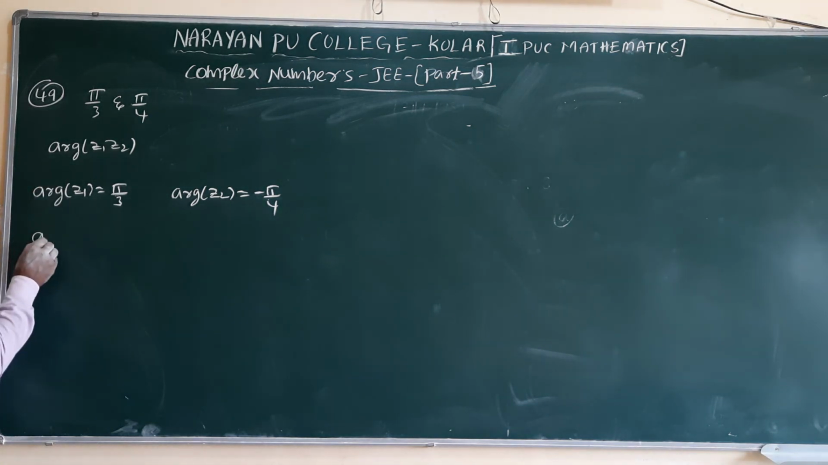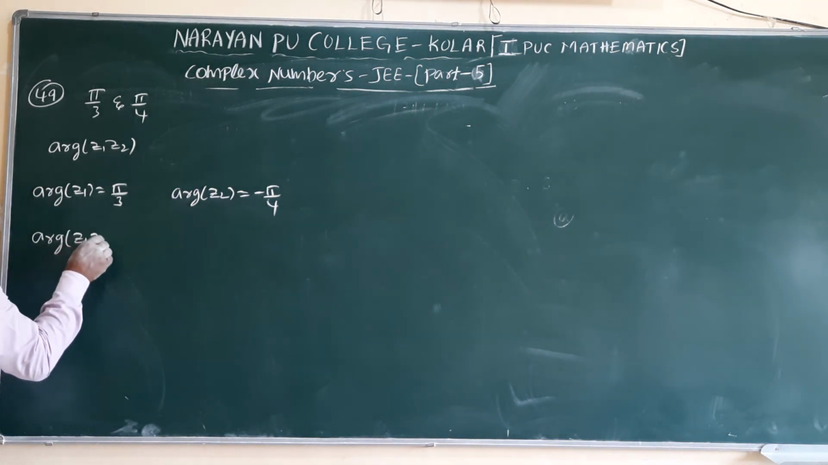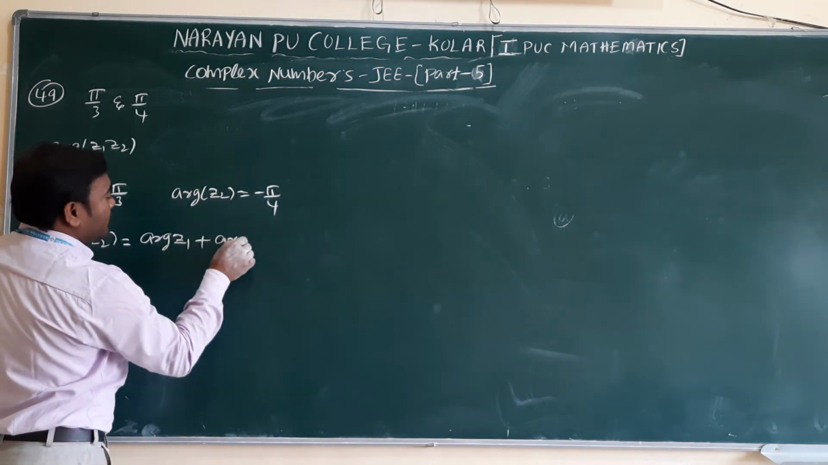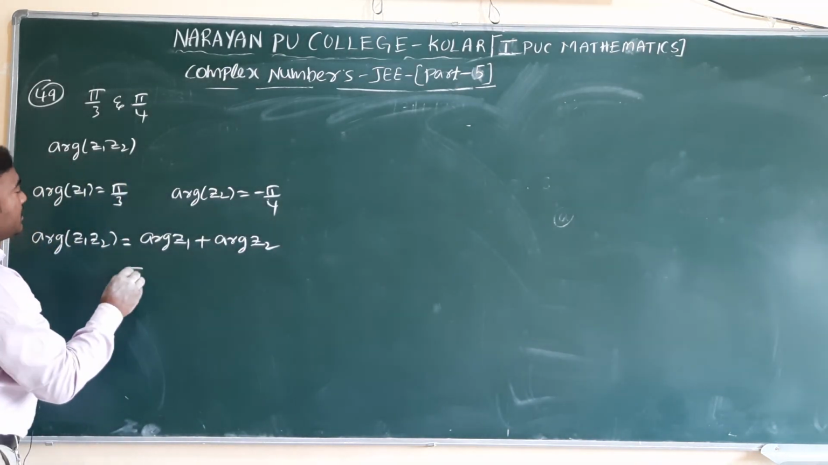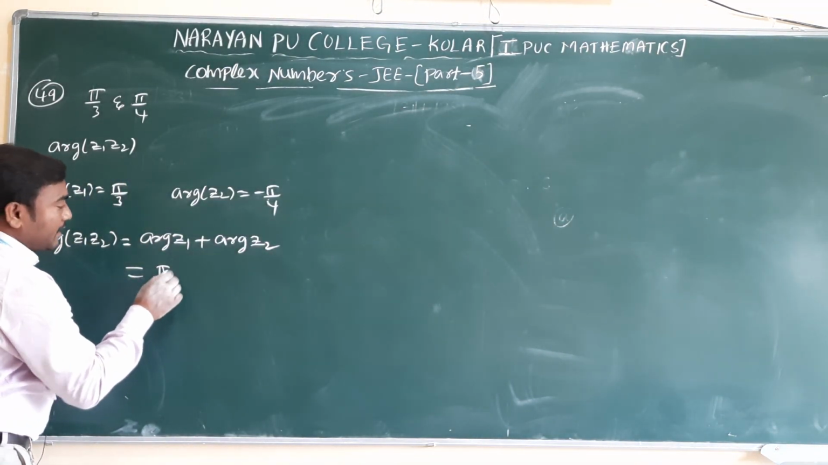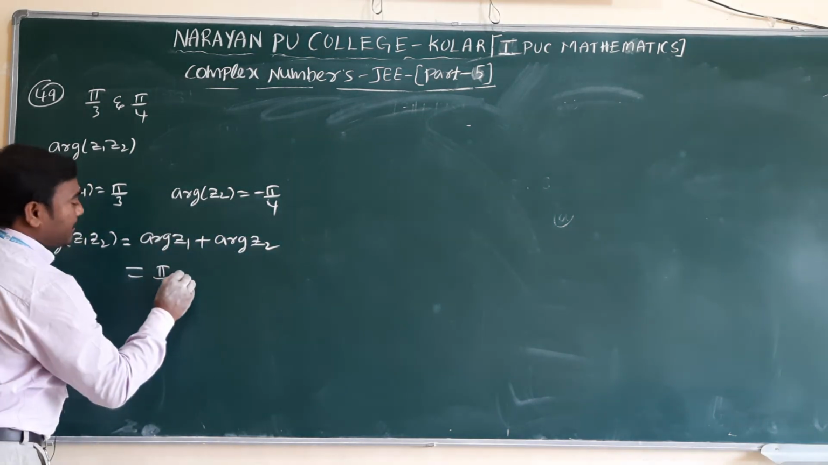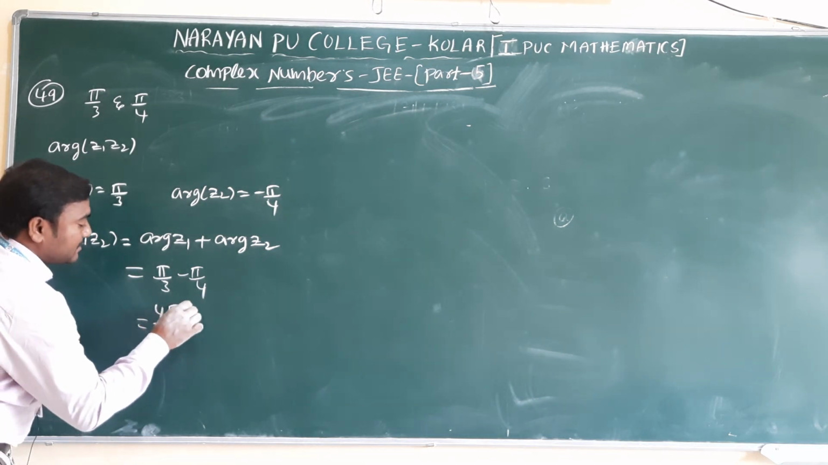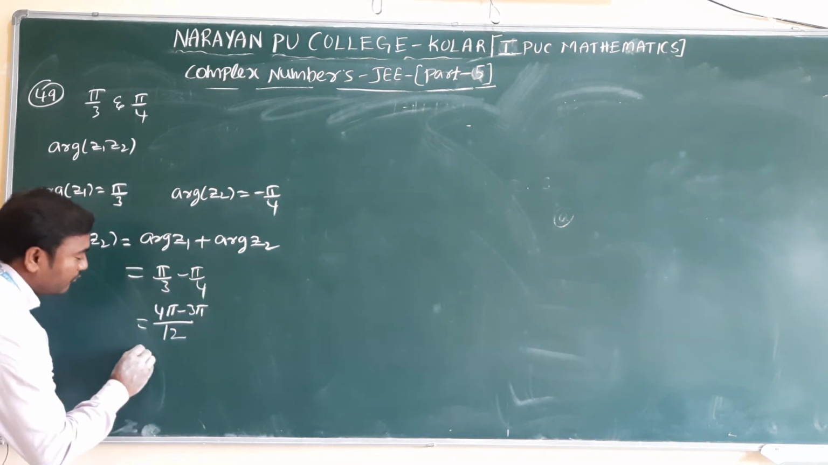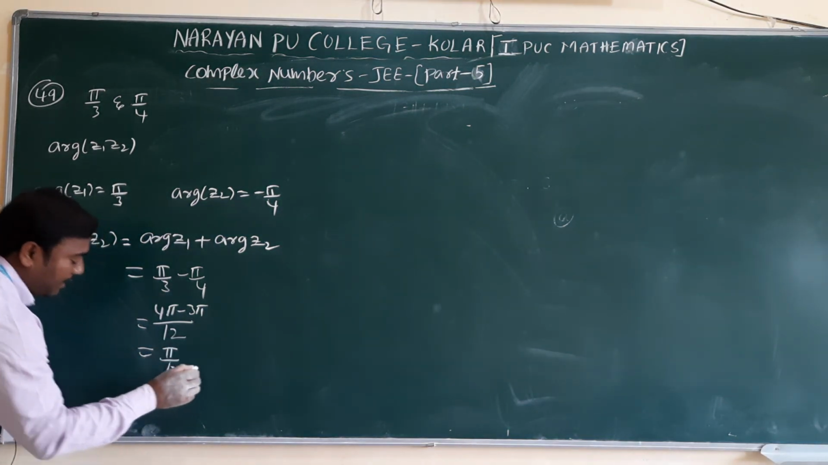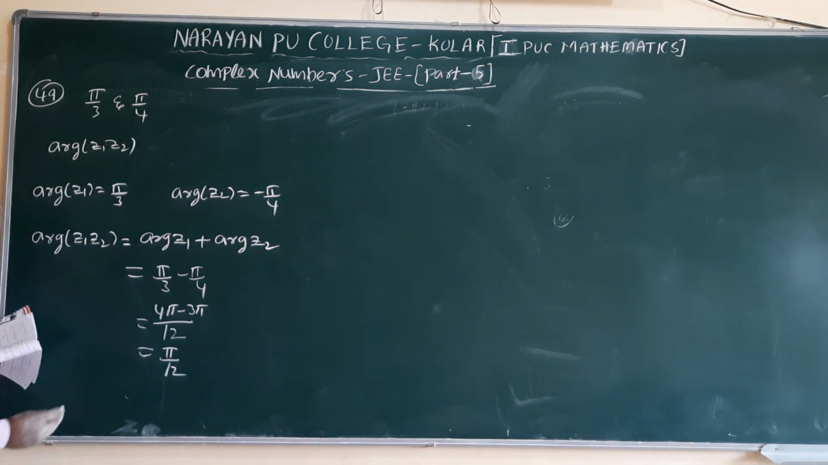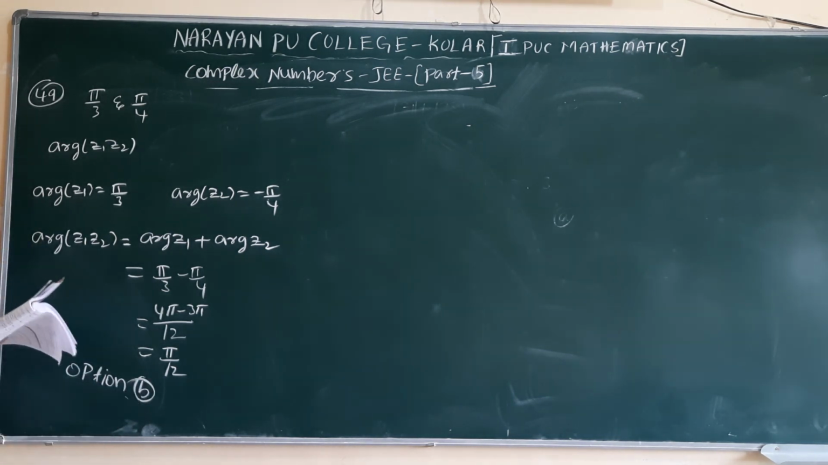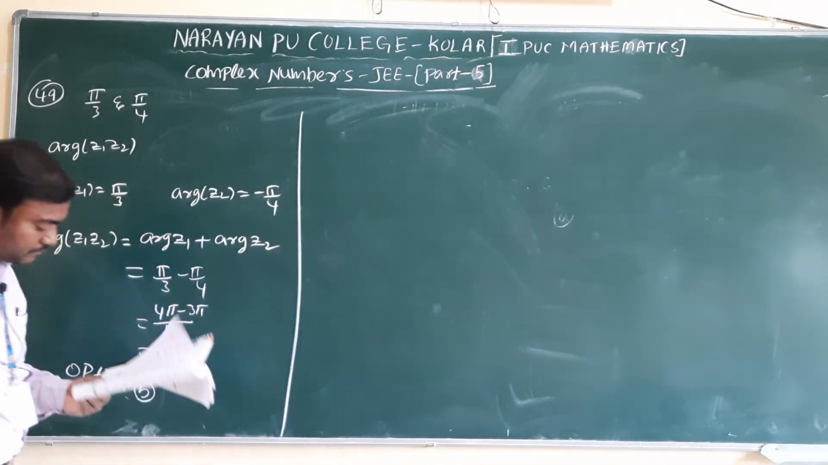Now we know the formula: argument of z1 z2 is equal to argument of z1 plus argument of z2. The argument of z1 is pi by 3 minus the argument of z2, which is minus pi by 4. We take LCM 12, meaning 4 pi minus 3 pi, and we get pi by 12. So option B is the correct option. Next question.